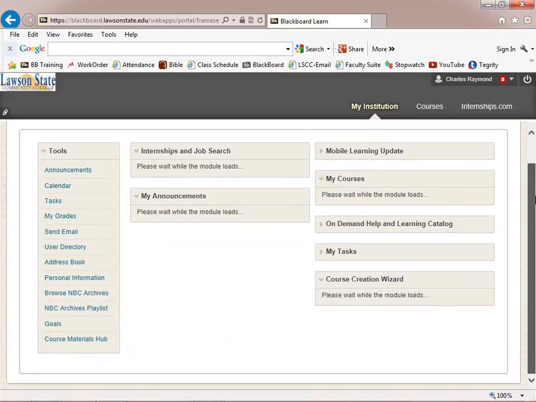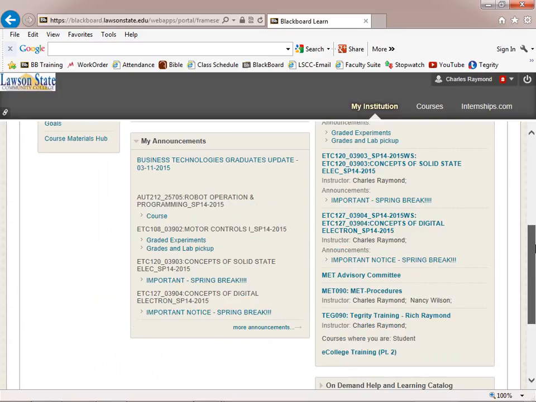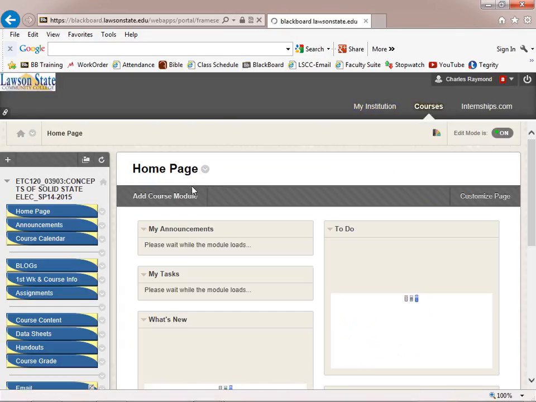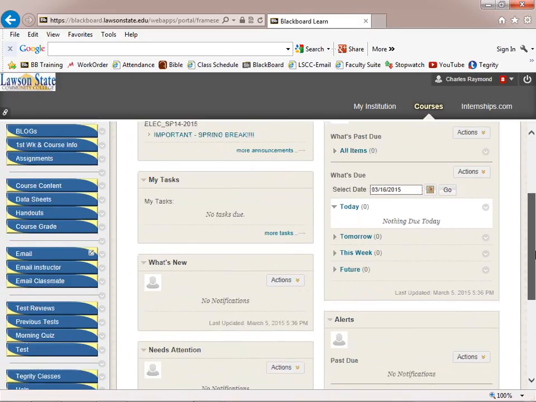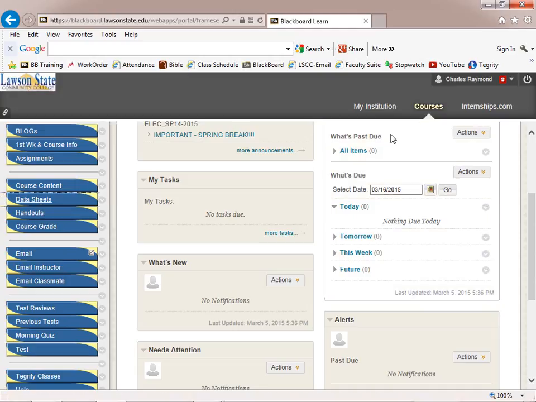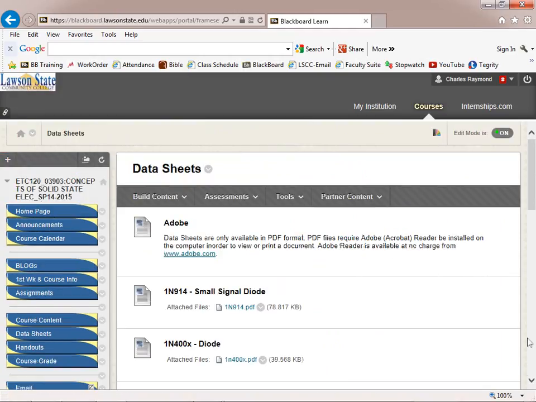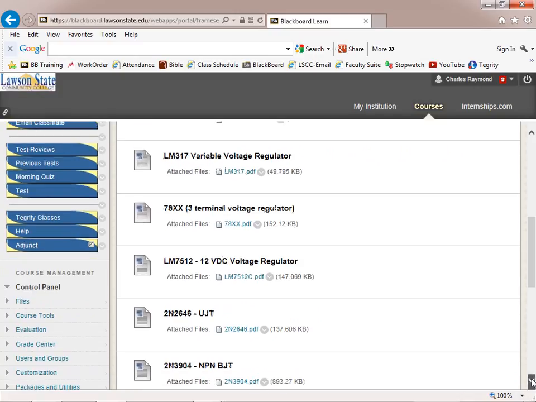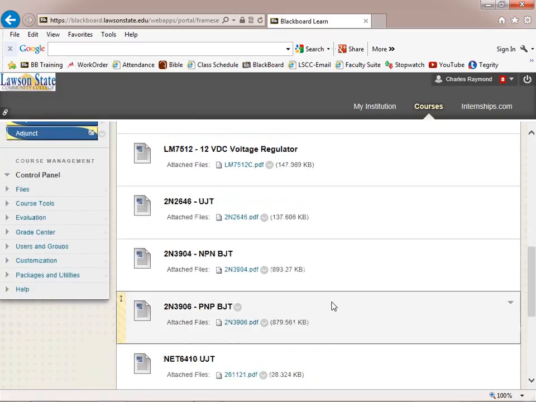I don't know if I've got these on the student drive or not. Solid state. What's that? Data sheets. And 2N3904.